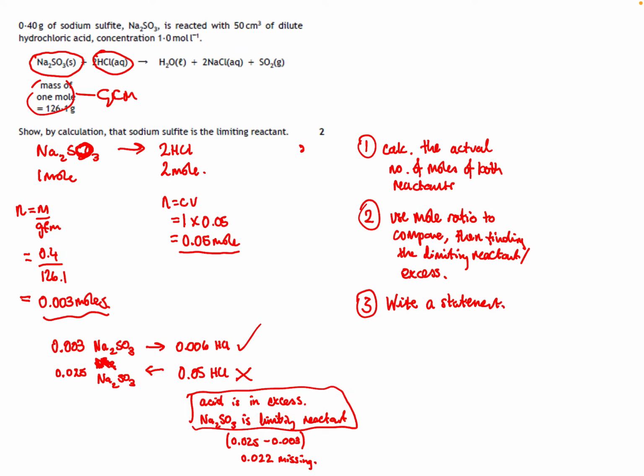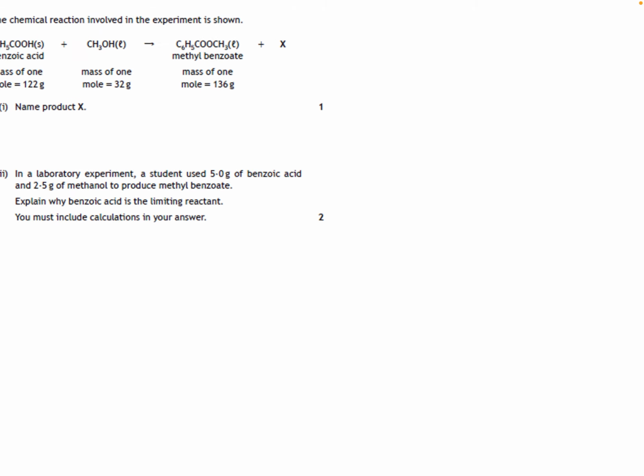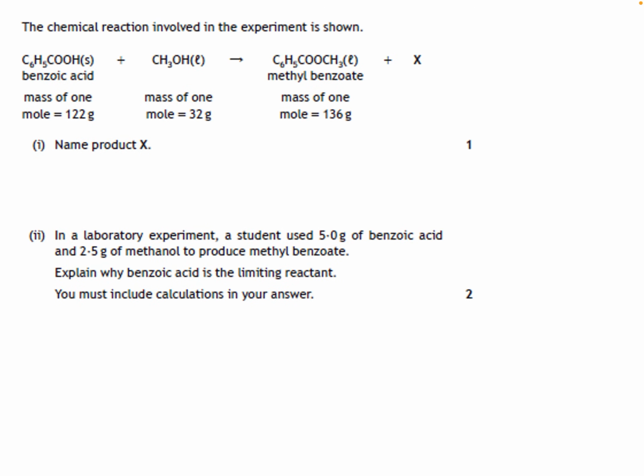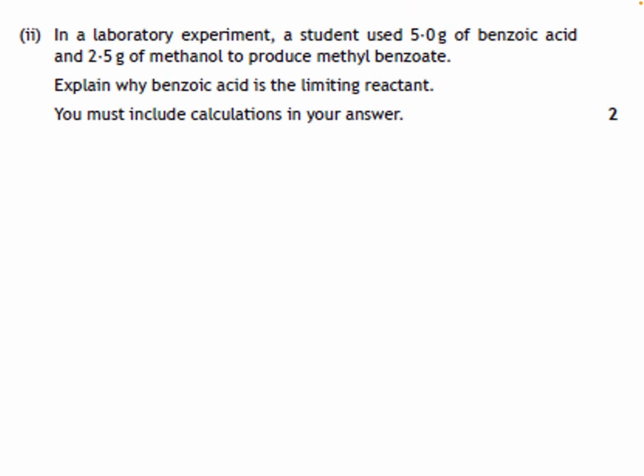Okay, I'm going to do the next one, and I'm just going to work through the same steps. It's a very similar question, so I'm not going to say much. First of all, I'm going to tell you what the product X is. It's going to be water because it is a condensation reaction which produces an ester. Okay, let's work out this. So the two things we're interested in are benzoic acid and methanol.